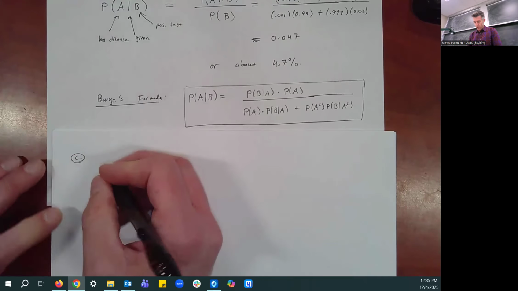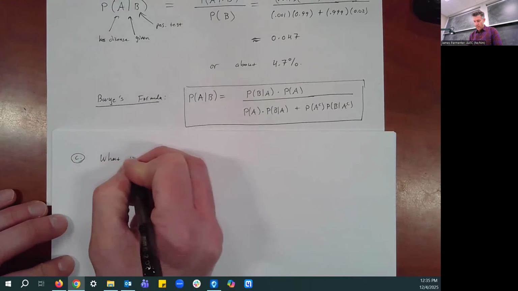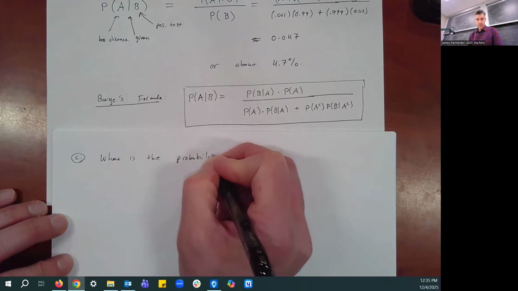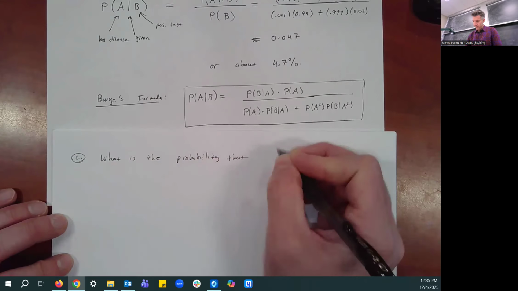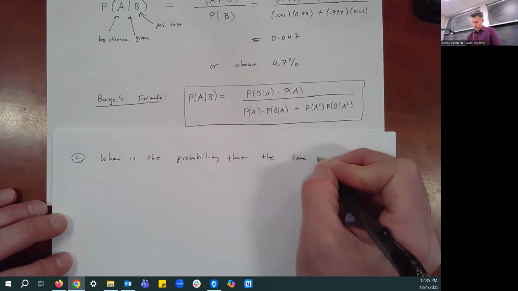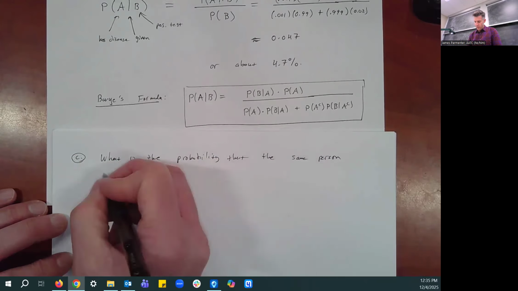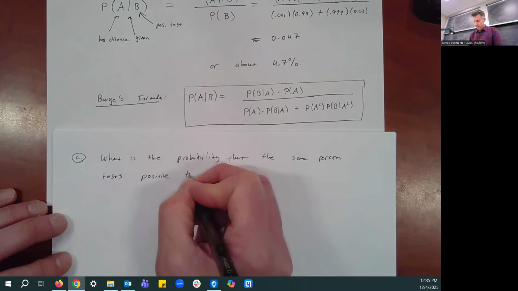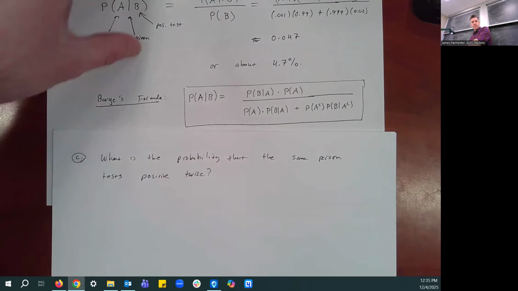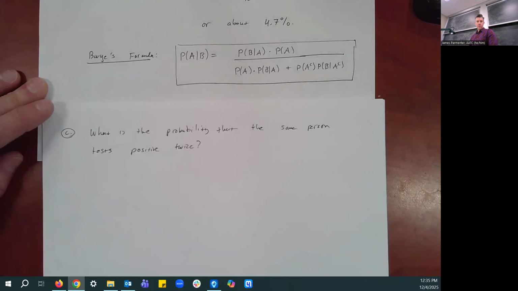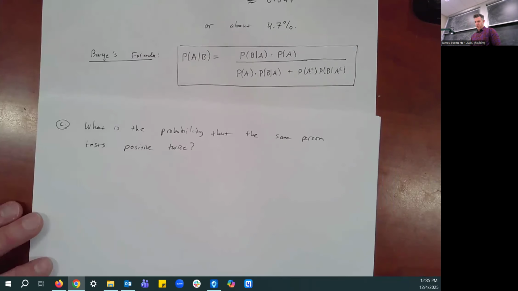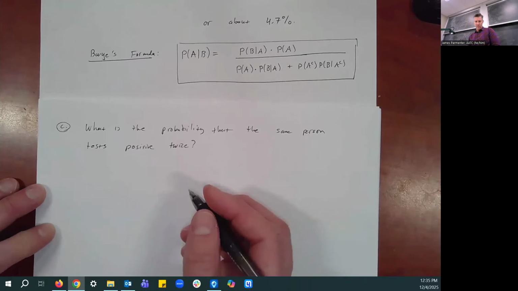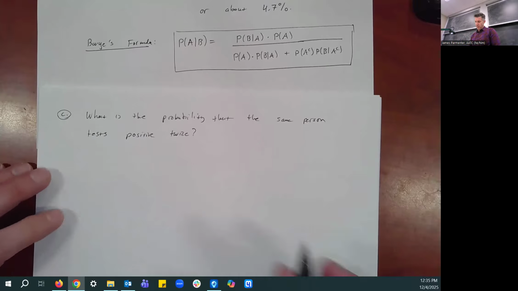Question C: what is the probability that the same person tests positive twice? So this always feels odd to me, and I don't know if I really love the way I've done this, but I'm going to show it anyway.